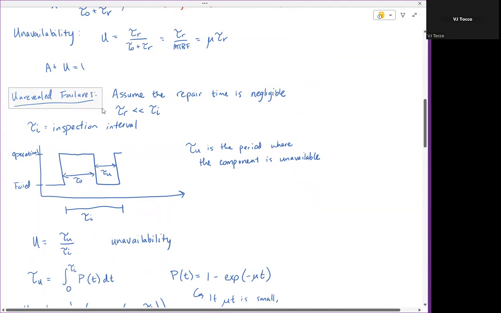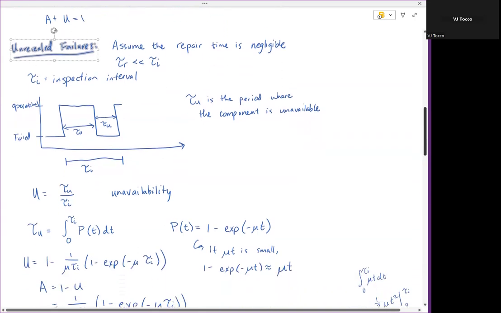In this instance, remember, the thing has failed, but we don't necessarily know about it yet because we might be inspecting every year. Let's say something fails at 10 months, but until we get to inspect it, we don't necessarily know about it. So in this example, TI would be 1 year, and then T0 would be 10 months. At 10 months, it fails. And now it's proceeding under this unavailable length of time.